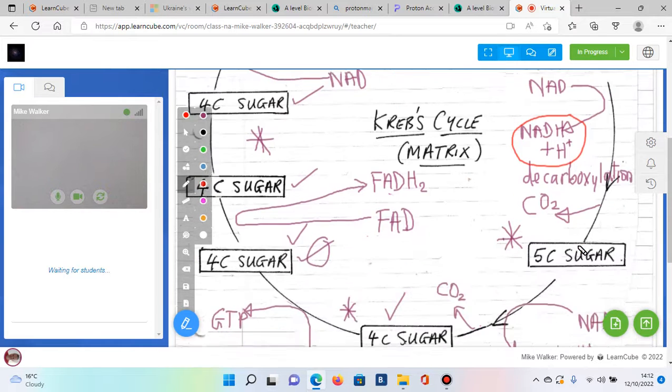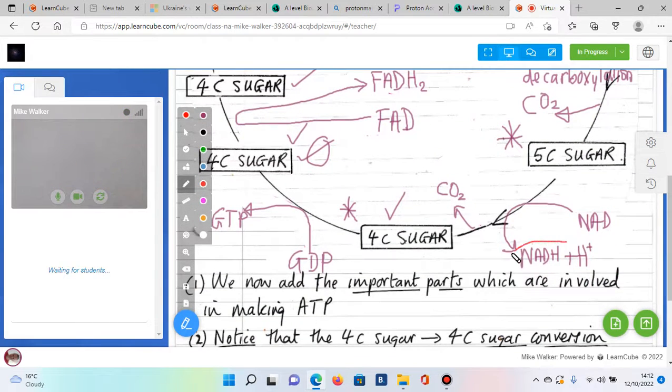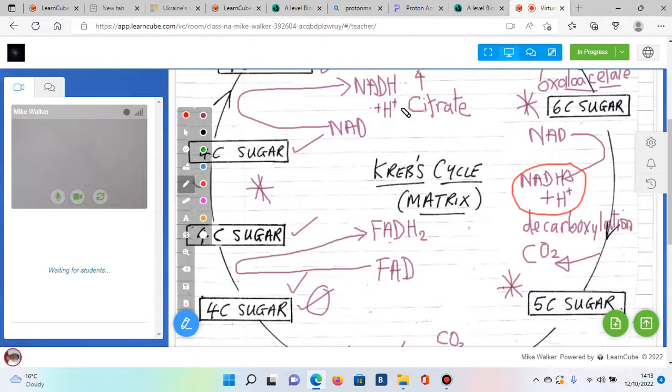So here goes. 1, 2, 1, 2, 3. 3 times 2.5, well, I better work this out actually. 3 times 2.5 is, we've just made, with 1 turn of the cycle, 7 ATP molecules just from NADH. Now, hang on a second, look at this bad boy.